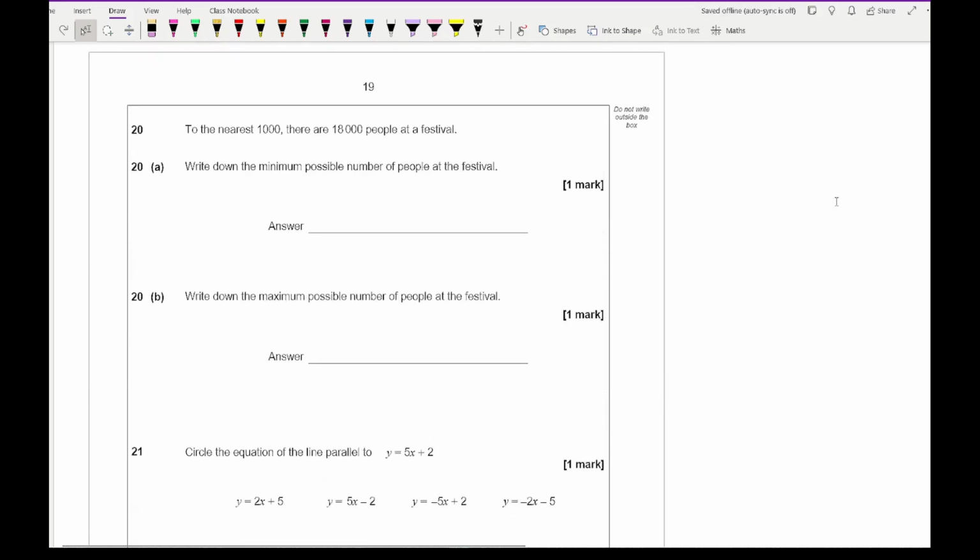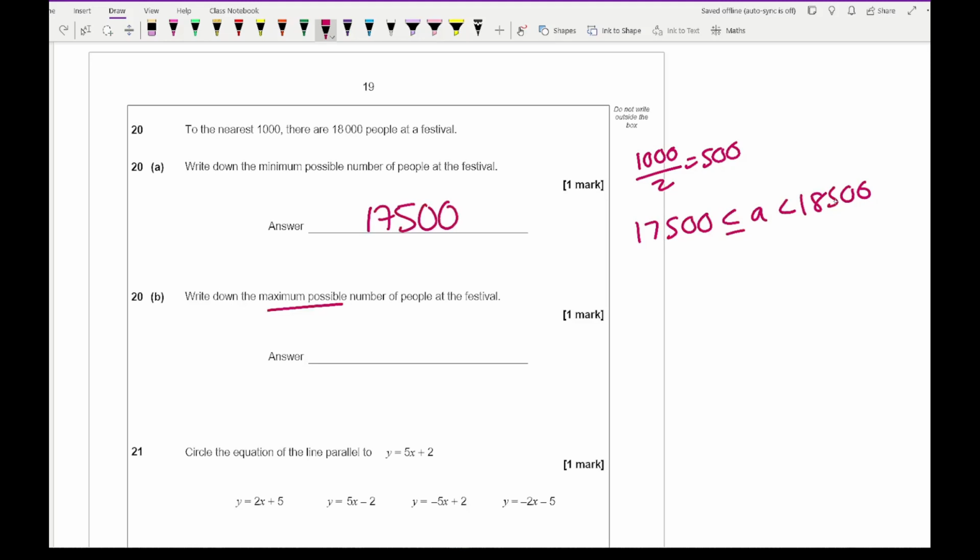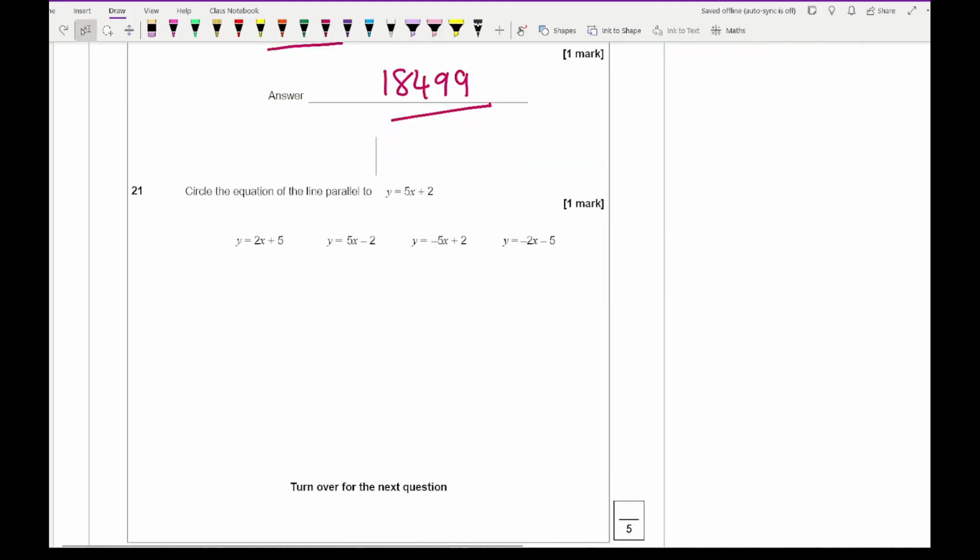Question 20 says to the nearest 1000 there are 18,000 people at a festival. Write down the minimum number of people. Well, again, I've got to the nearest 1000, divide that by 2 is 500. So the bounds are 17,500 and 18,500. And so the lowest is 17,500, and the maximum number is 18,500, although it can't equal that number, it's got to be one less because we're dealing with people, not decimals. So it's going to be 18,499.